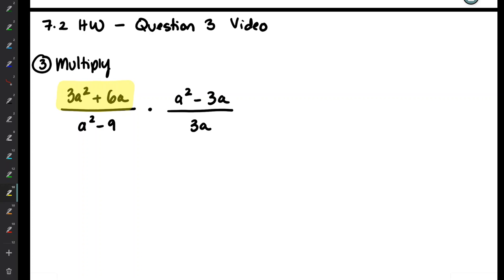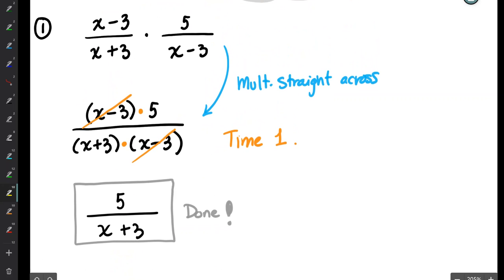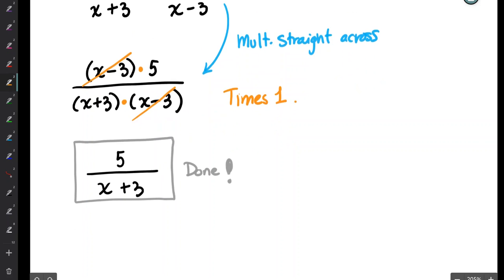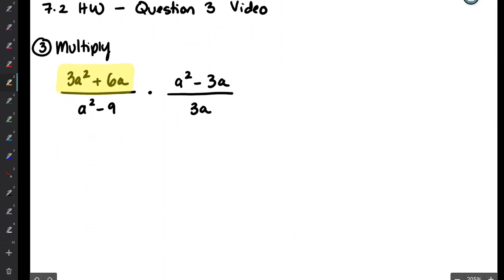Why am I wanting everything factored? I'm wanting everything factored so I can acknowledge secret times 1. And I wrote times 1, right? So if I just look at yellow, let's practice factoring yellow. There's a GCF of 3a. 3a times a will give me 3a squared, and 3a times a positive 2 will give me 6a. So yellow is yellow.